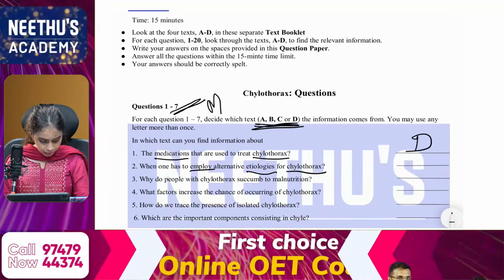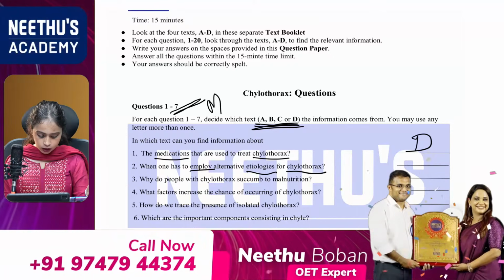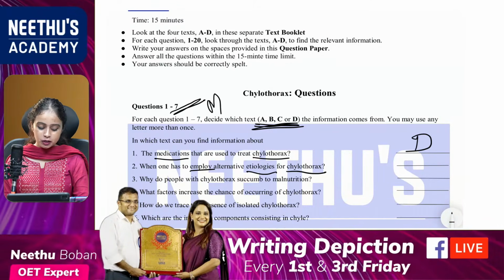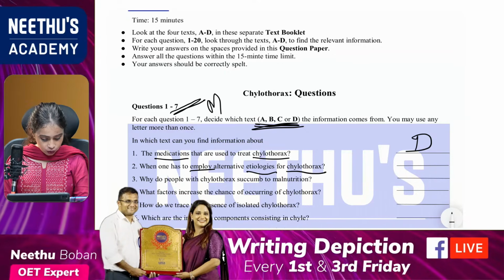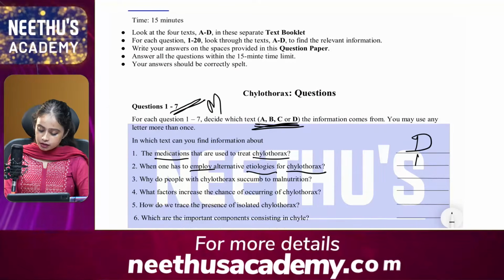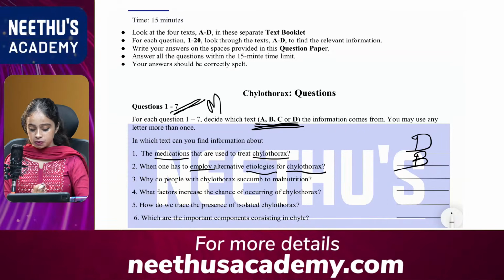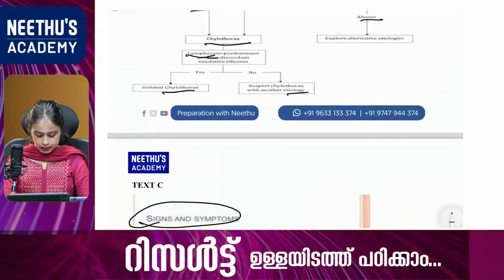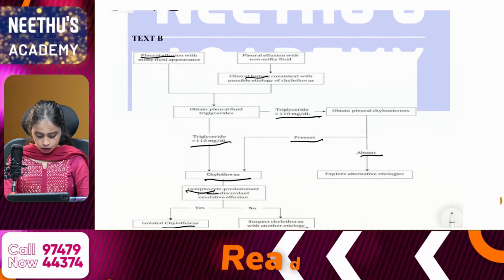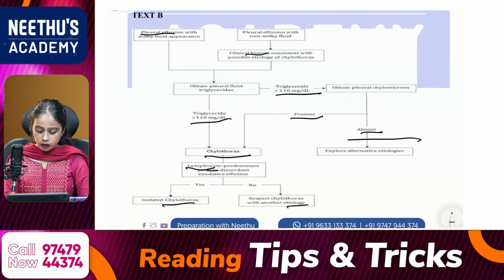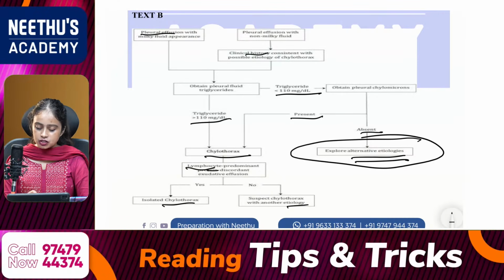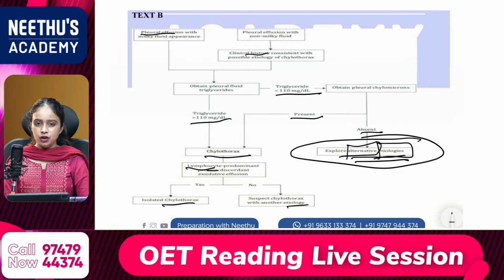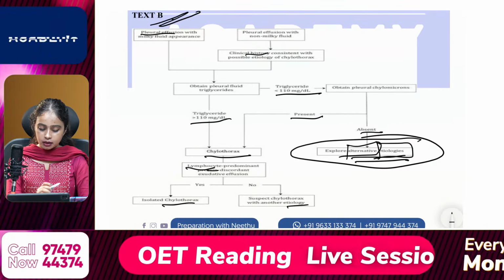Yes, Reshma, Tessie, Ammu, Jansi. It is text B. Yes, Tensin, so happy to see you here. Anu, Binsi, text B, very good. So where is it mentioned? As you can see here, from text B, the exposure and alternative etiology. Those are the keywords, alternative plus etiology. So my answer is from text B.